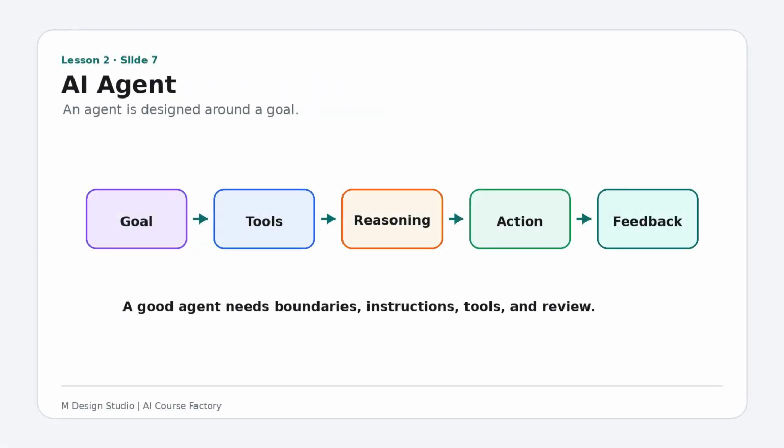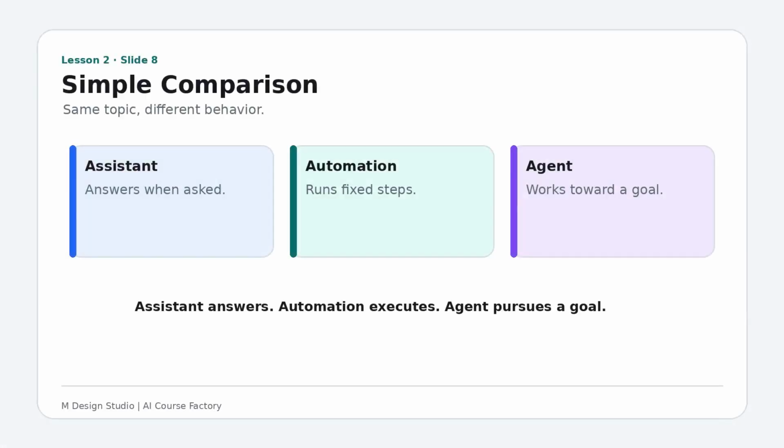An AI agent is more advanced. An agent is designed around a goal. It may use tools, check information, make limited decisions, and take steps toward completing a task. A good agent still needs boundaries, instructions, and human review. A simple way to compare them is this: an assistant answers, an automation executes, an agent works toward a goal using tools and context. This difference is important because each one should be designed differently.